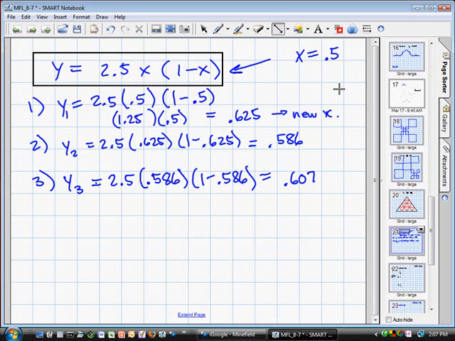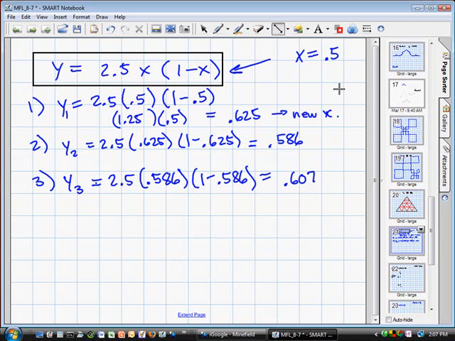How do you do a second iteration? The answer is you take your previous answer, 0.625, and you make that your new x. Do you notice in iteration 2, I take the same equation, 2.5, but in place of x, I now put my previous answer, 0.625. Both places x is, I have to plug in a 0.625. Okay?